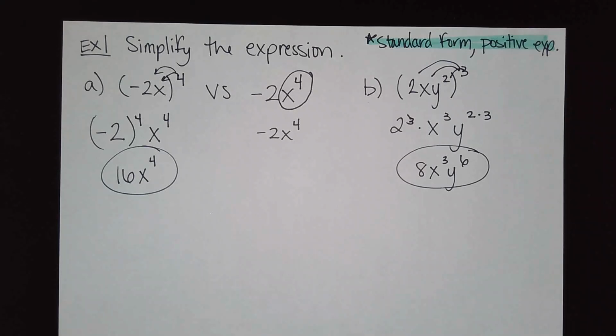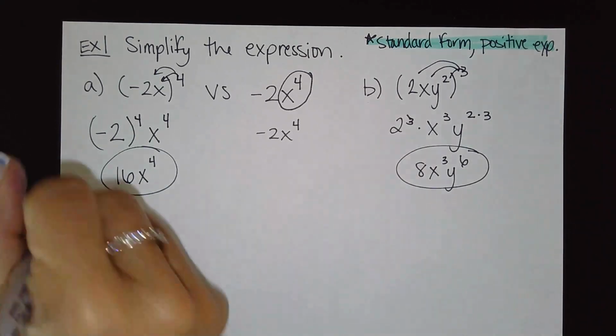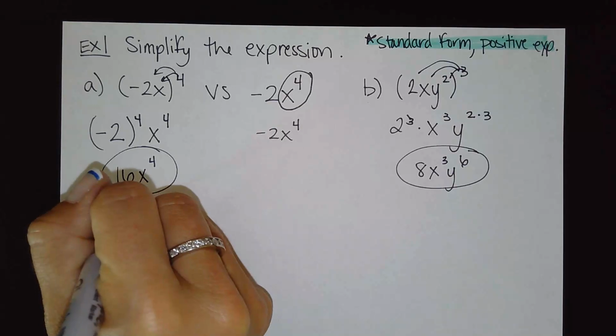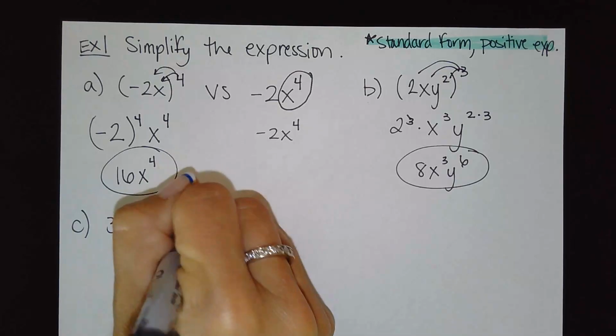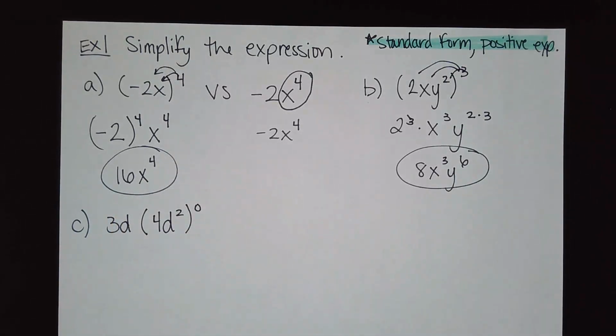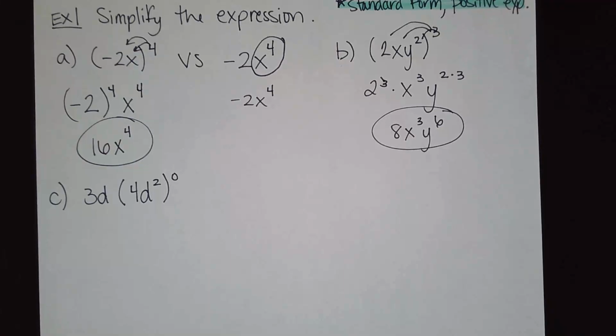I think I want to do this one next. How about 3d times 4d squared to the 0 power? So this is the first time we've seen this rule come up, right? This idea of the 0 power. So I'd like you to ask yourself, what is anything to the 0 power?